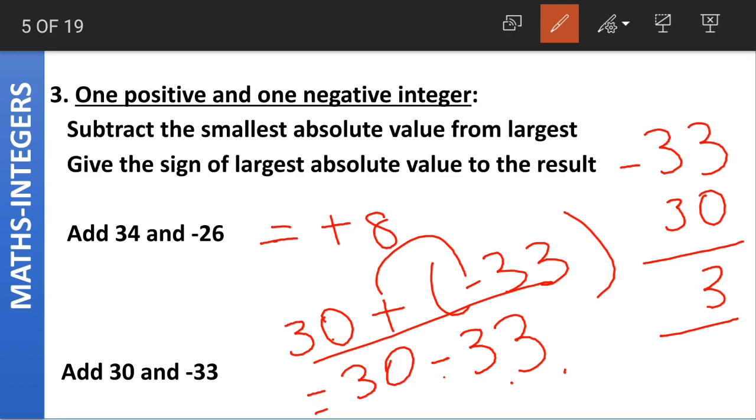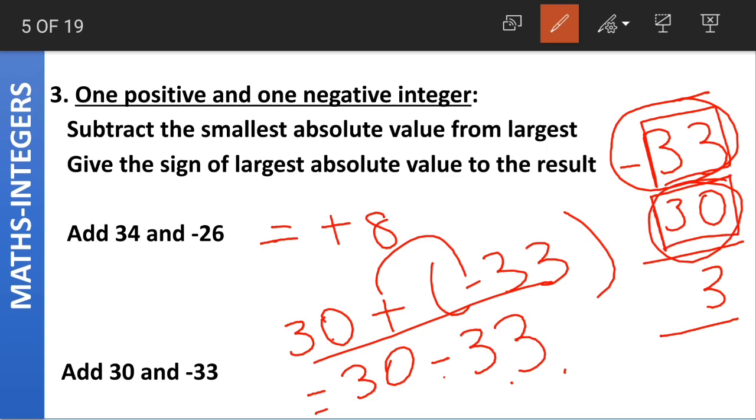33 minus 30 is 3. Now look at the signs here and look at the absolute values. I know that minus 33 is less than 30. But we are not looking at that value. We are looking at the absolute value. You have to compare 33 and 30. You shouldn't compare minus 33 and 30. Which of them has the larger absolute value? 33. And what sign does 33 have? Minus. So what sign will the answer have? The answer will also have the minus or negative sign.